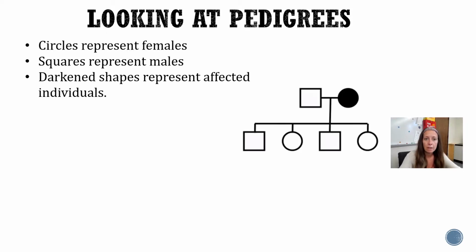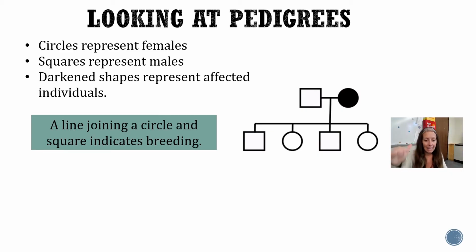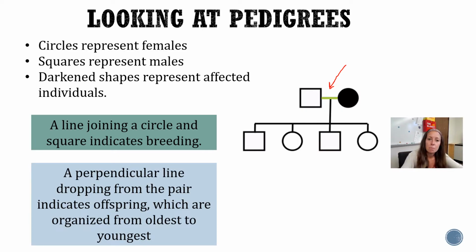When we look at pedigrees, a circle represents a female, a square is a male. Darkened or shaded represents that they have the trait, whatever the trait may be. A line that goes across, see it's just highlighted green, this one, represents a breeding pair, meaning it's a man and woman that had offspring, or male and female rabbits, whatever you want it to be. So that's a breeding pair.